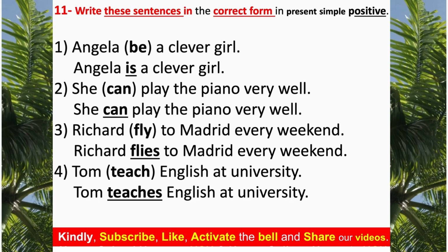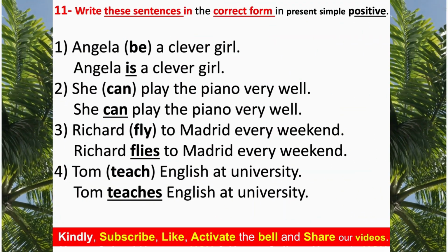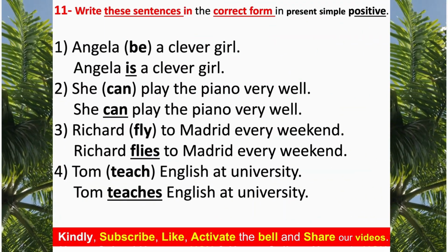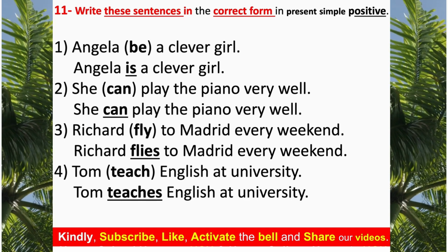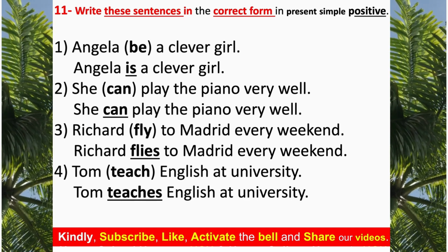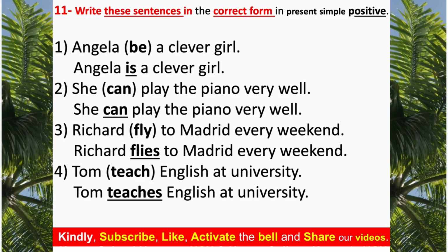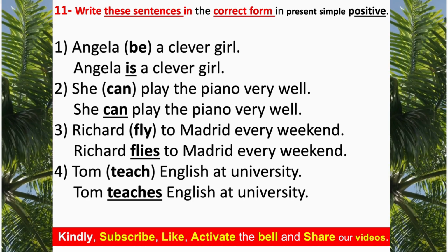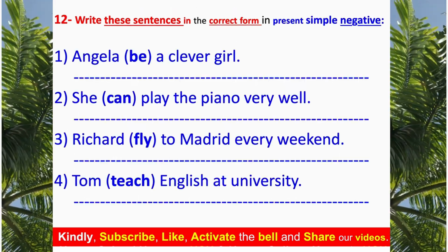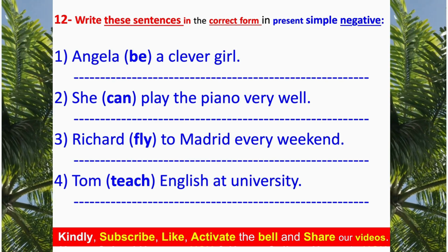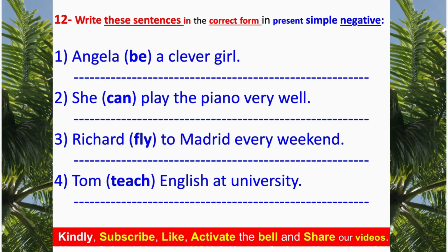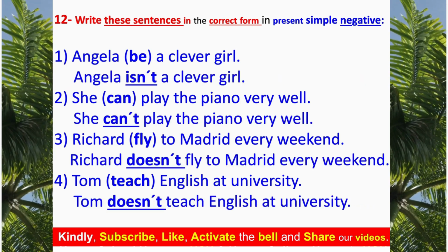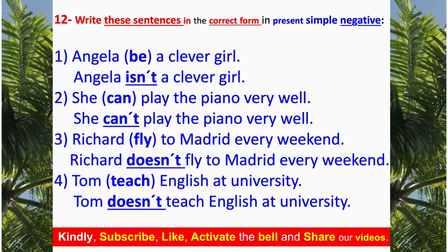So let's see these sentences in the negative form. So what is the negative form of is? If you still remember, the negative form of is isn't. What's the negative form of can? Can't. And let's see the answers. So Angela be a clever girl in the negative form. Angela isn't a clever girl.